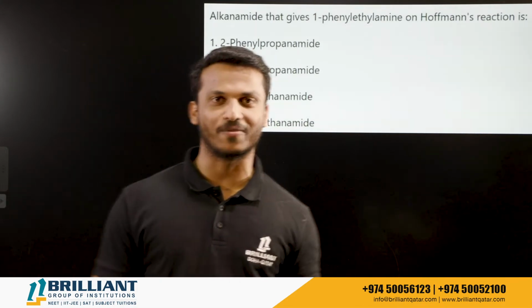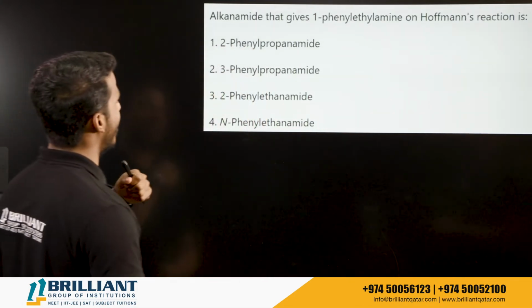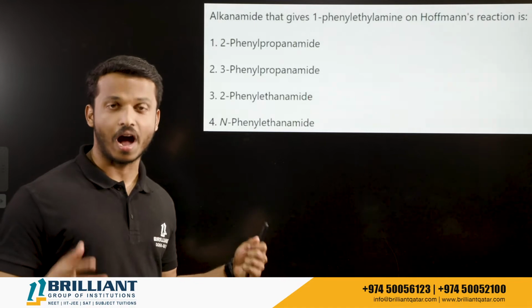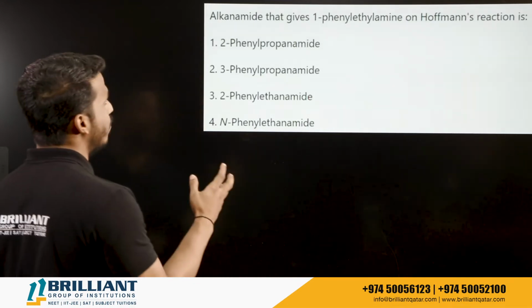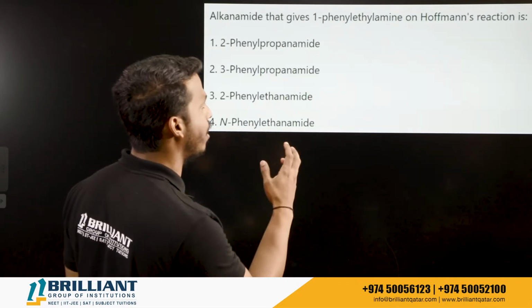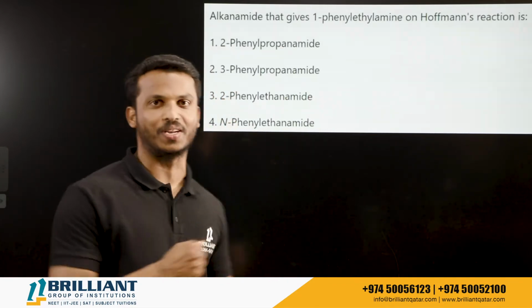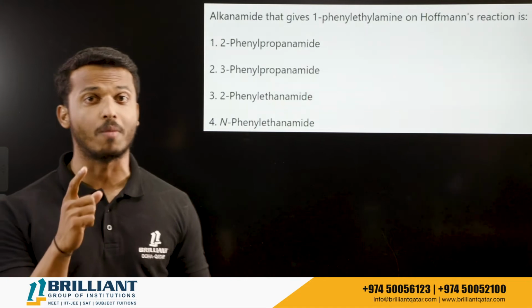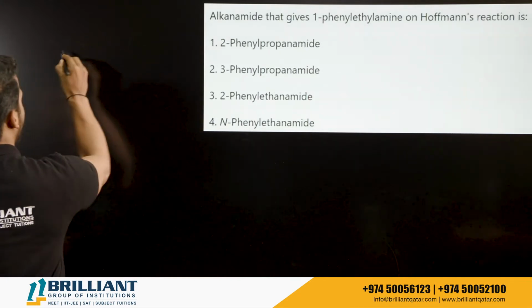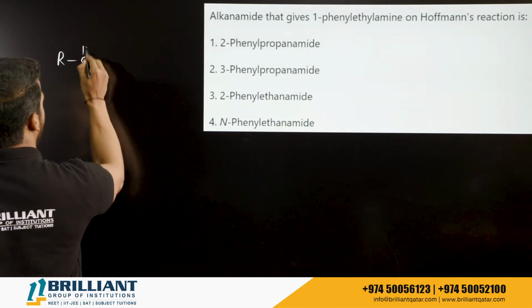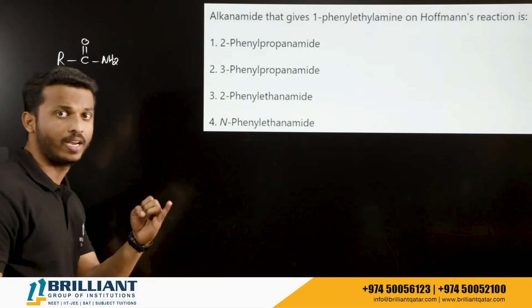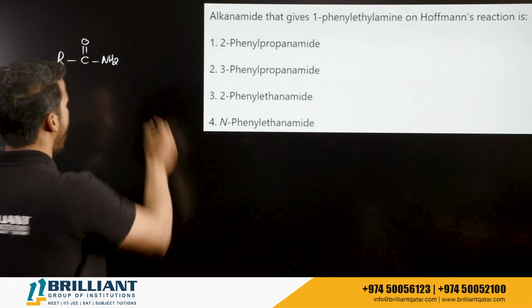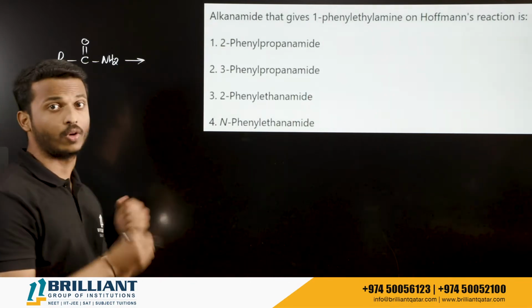Let's go to the next question from amines. Alkanamide. You know what an amide is, right? RCONH2 is called an amide. An amide that gives 1-phenylethylamine on Hofmann reaction. You know what is meant by the Hofmann bromamide reaction? In a Hofmann bromamide reaction, we have an amide as the starting material. It is treated with bromine and a base, NaOH. After that, how will you write the product of the reaction?